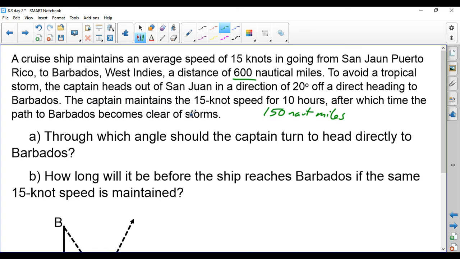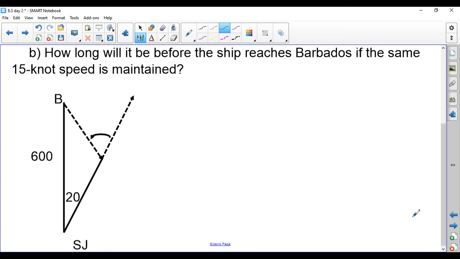There are two questions to answer here, and we're not actually going to answer them in the order they're asked. Through which angle should the captain turn to head directly to Barbados, and how long will it be before the ship reaches Barbados? So here we have the original distance is 600 nautical miles. He goes 20 degrees off that path for 150 nautical miles. We have side, angle, side in this triangle, which is a hint that we're going to use law of cosines.